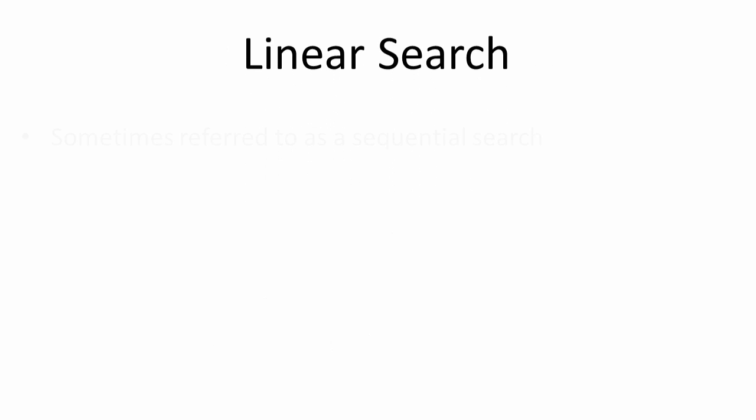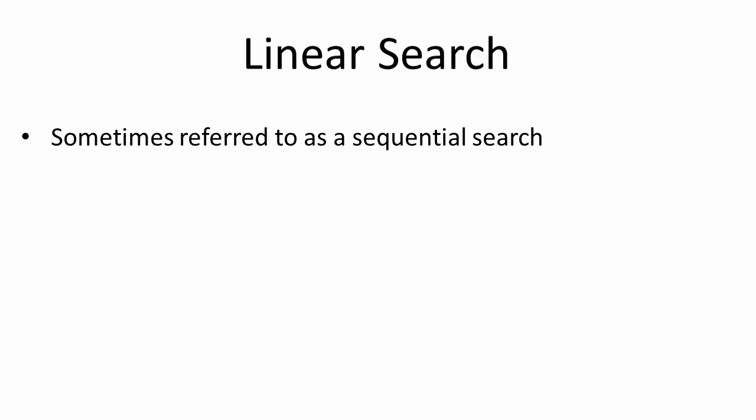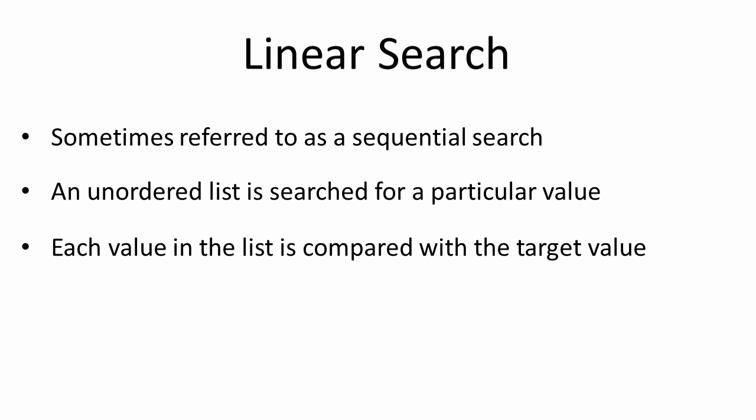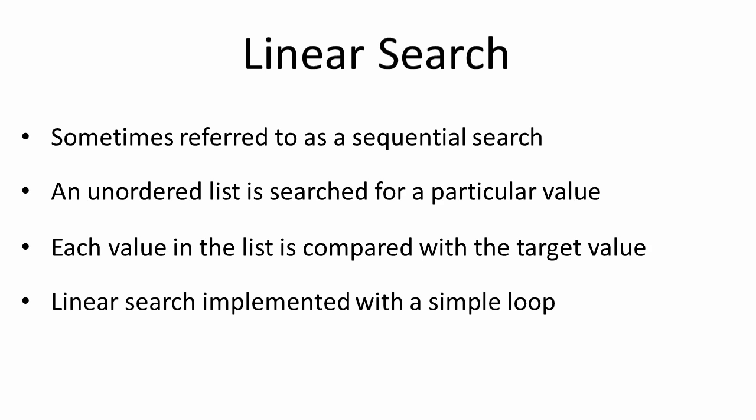Let's start with the linear search. The linear search is sometimes referred to as a sequential search. An unordered list is searched for a particular value. Each and every value in the list is compared with the target value. This is something of a brute force approach. It's usually implemented with a simple loop.